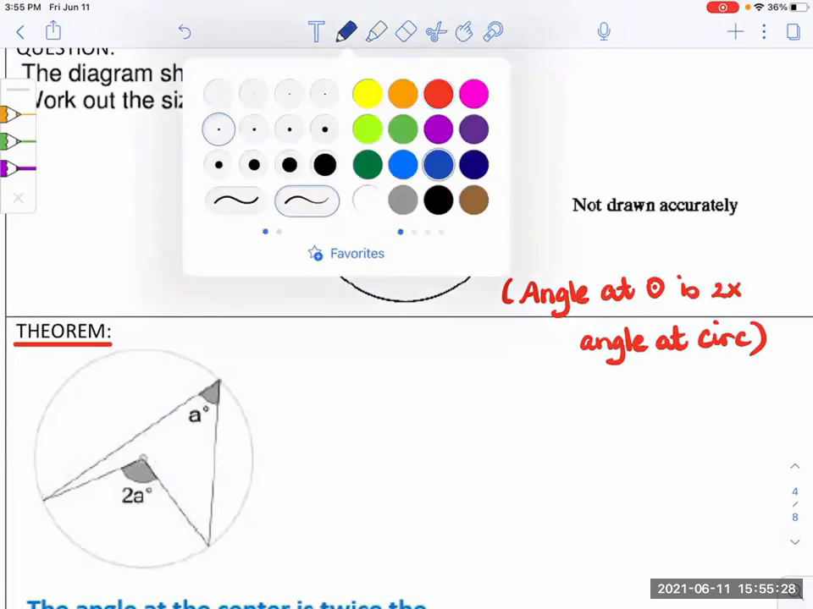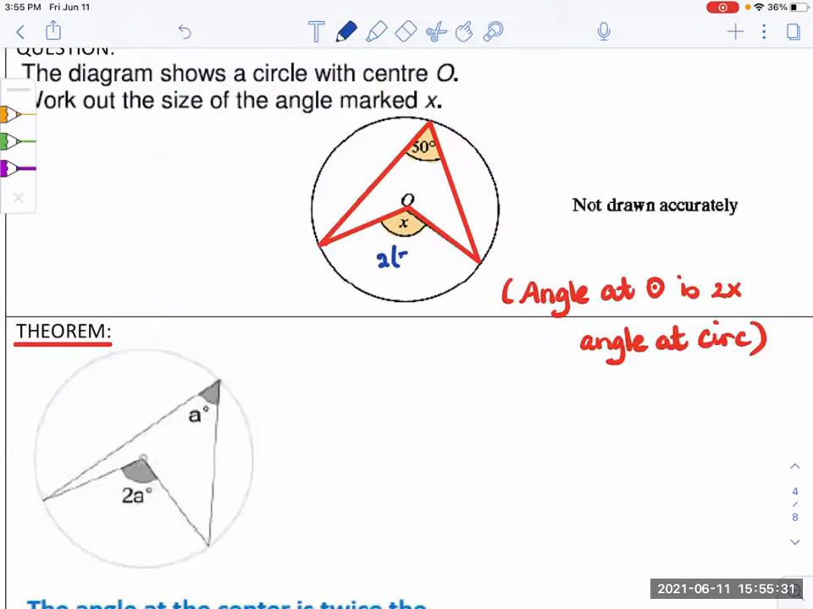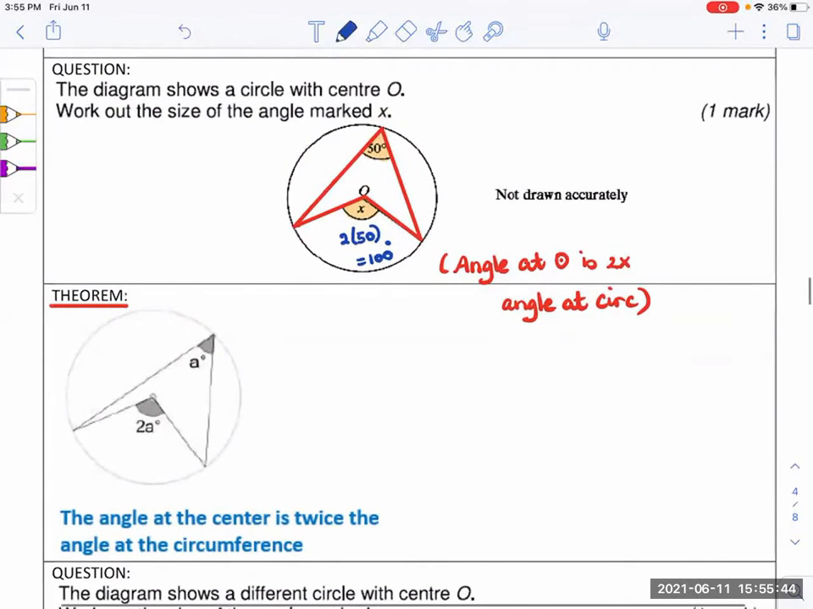Why is it 100? Because both sides of the angle are equal? No, I kind of forget the theorem. What is the theorem? Look at it on the screen. The angle at the center is twice the angle at the circumference. All right, the angle at the center is twice the angle at the circumference. Do you all see that? Yeah, Miss. Is anybody confused as to why X is 100?